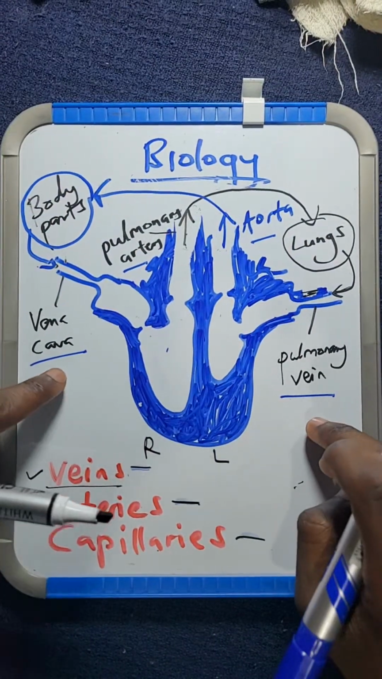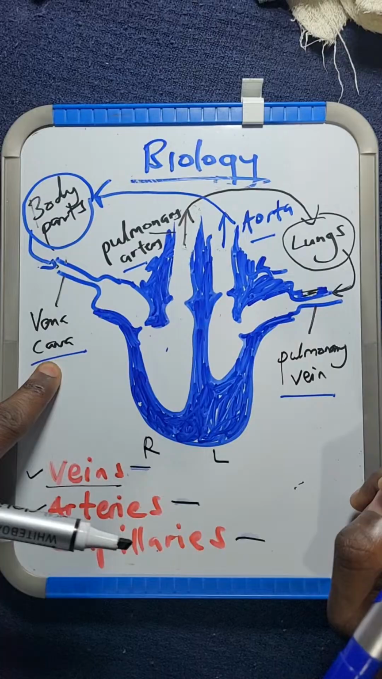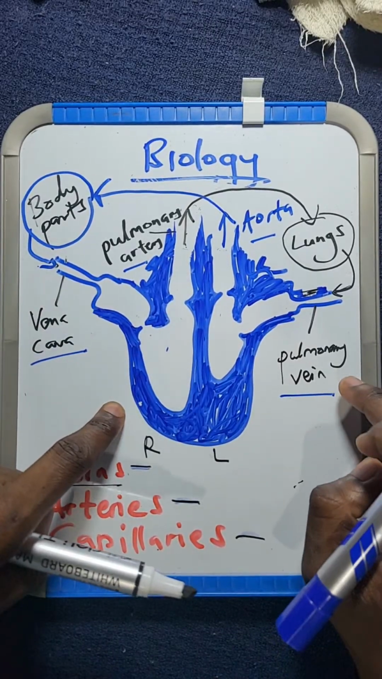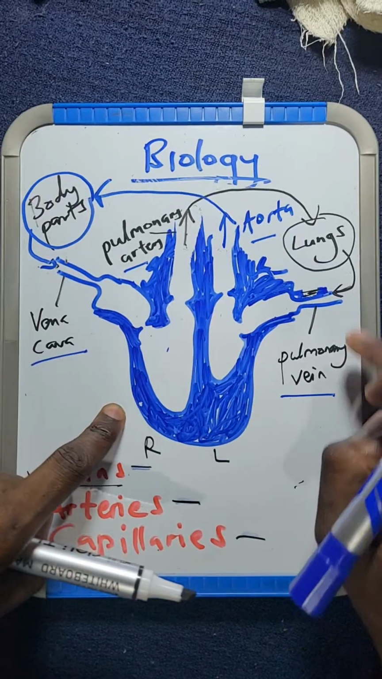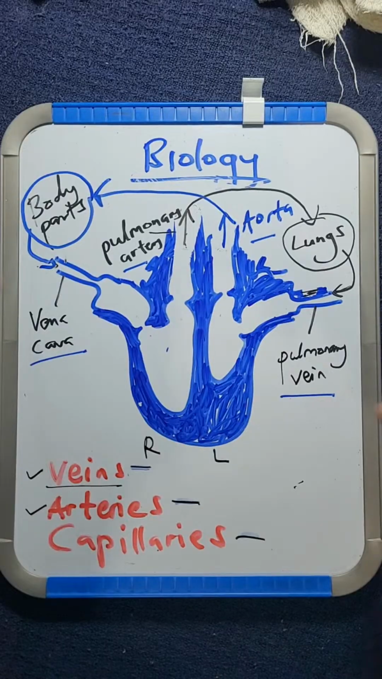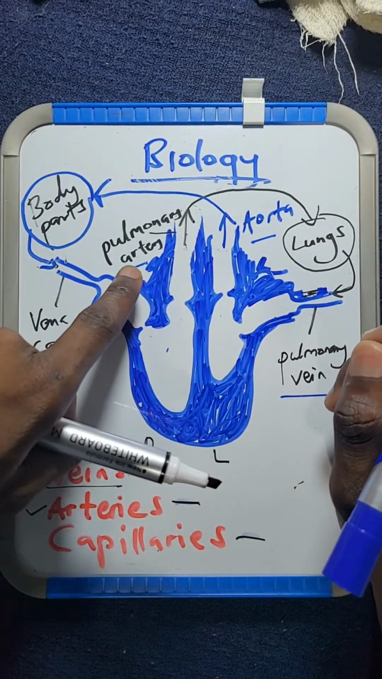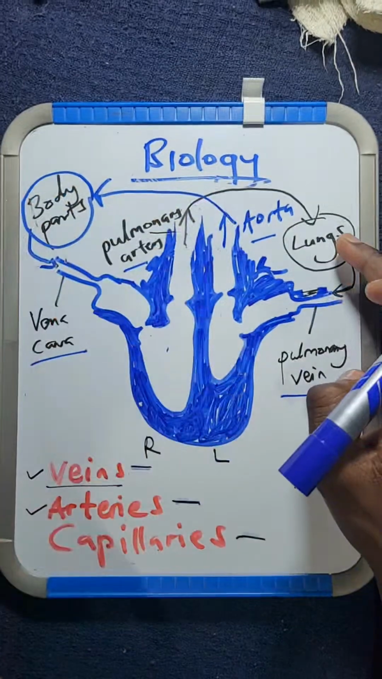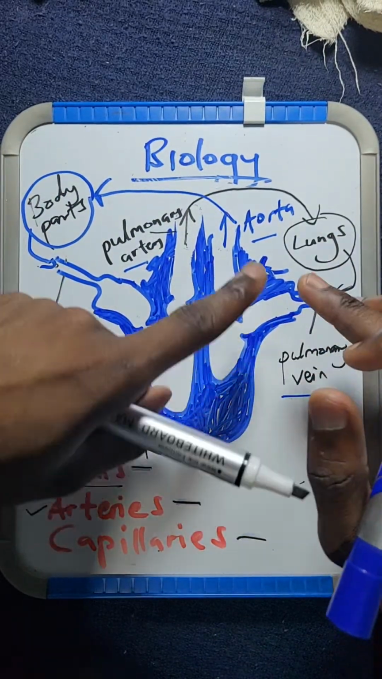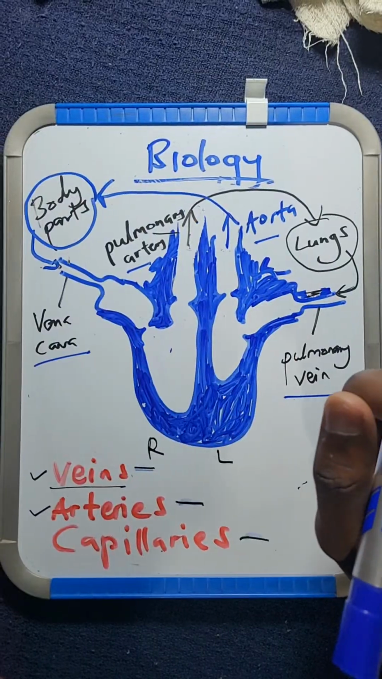The two veins: we've got the vena cava, bringing blood from different parts of the body to the heart, and the pulmonary vein, bringing blood from the lungs to the heart. For the arteries, we've got the pulmonary artery, taking blood away from the heart to the lungs, and the aorta, taking blood away from the heart to all parts of the body.